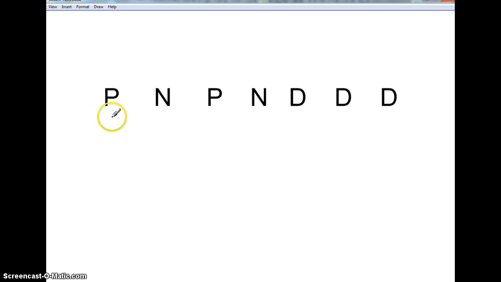This time I use P for penny, N for nickel, P for penny, N for nickel, D for dime, D for dime, D for dime. Why don't you pause the video and see if you can figure out how much money I have on the board. Did you figure it out? Well, one strategy I could do is on top of each coin I could say how much it's worth. 1 cent, a nickel's worth 5 cents, a penny's worth 1 cent, a nickel's worth 5 cents, a dime's worth 10, a dime's worth 10, and a dime's worth 10.